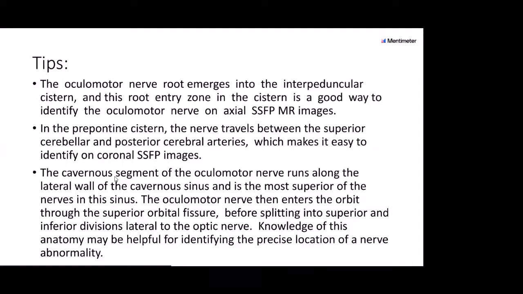But you can see it on the volume images of the T2. For that, in the coronal plane, you don't really need a steady state sequence. The cavernous segment of the oculomotor nerve is also an important point. Like, what is the relationship of the oculomotor nerve within the cavernous sinus? It runs in its lateral wall, and it's the most superior occupant of the cavernous sinus. And then it enters into the orbit through the superior orbital fissure.